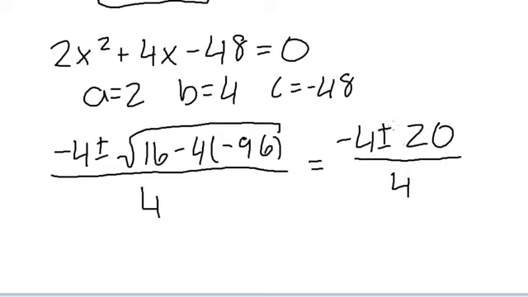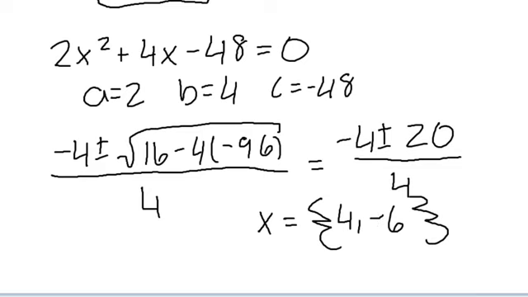So now we can get two answers for x. So x can be equivalent to negative 4 plus 20 divided by 4, or negative 4 minus 20 divided by 4. So our first x value would be negative 4 plus 20, which is 16, divided by 4, is just 4. And then negative 4 minus 20, which is negative 24, divided by 4, is negative 6. So these are our final solutions.